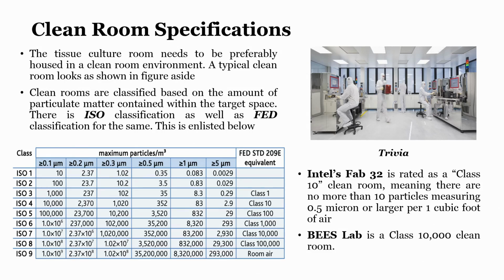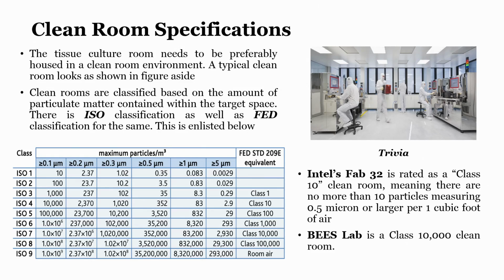Let us talk about class ISO 1. For 0.1 micron or greater, only 10 particles per cubic meter; for 0.2 micron, about 2.37; greater than 0.3 micron, 1.02; greater than 0.5 micron, 0.35; 1 micron, 0.083; and greater than 5 micron, 0.0029. With this stringent limit on the amount of particulate matter, the room is classified as ISO 1.